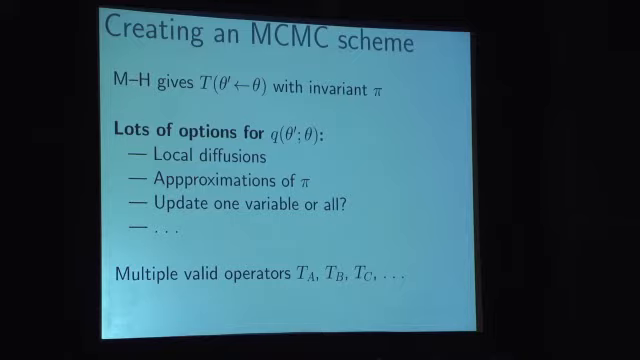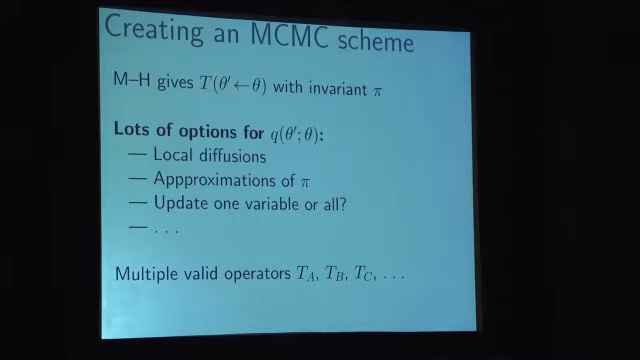If you were to create an MCMC scheme, you need to make choices. Is this Q distribution going to be a local diffusion like I've shown in all my slides so far? Or are you going to be clever and do something like approximate your model and try and propose from an approximation to your model? Are you going to update just all of your parameters, like perturb all of them? Or are you going to pick a parameter at random and move just one of them at a time? It might be easier to control the step sizes for that. Or you might be able to share a lot of computation if you only move one parameter. So for all these different choices, you get a different transition operator.